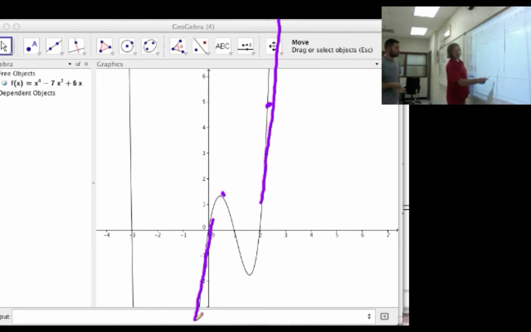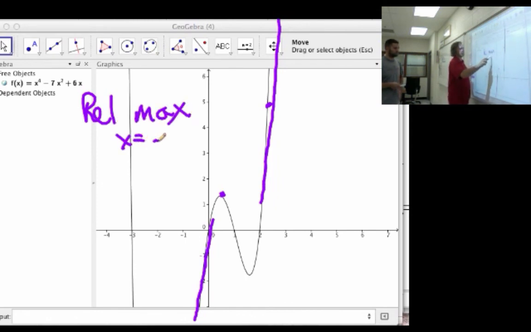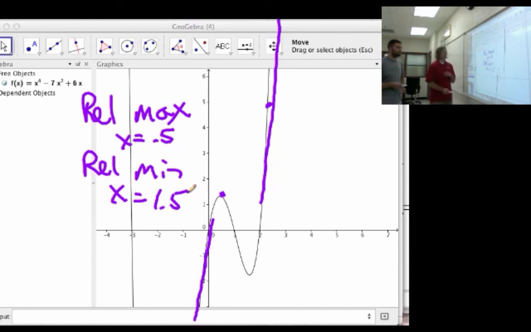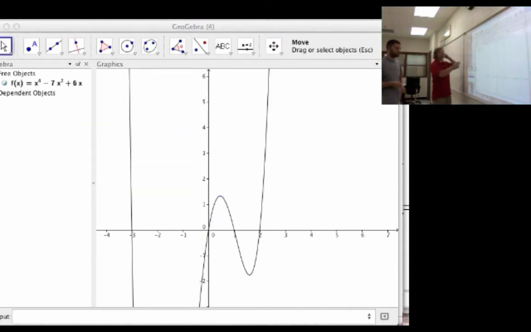So I would say this probably has a relative max. You suppose that's 0.5? Relative max at x equals 0.5, and a relative min at x equals about 1.5. Yeah, we're kind of taking a guess there, if we get our graphing calculator situation.